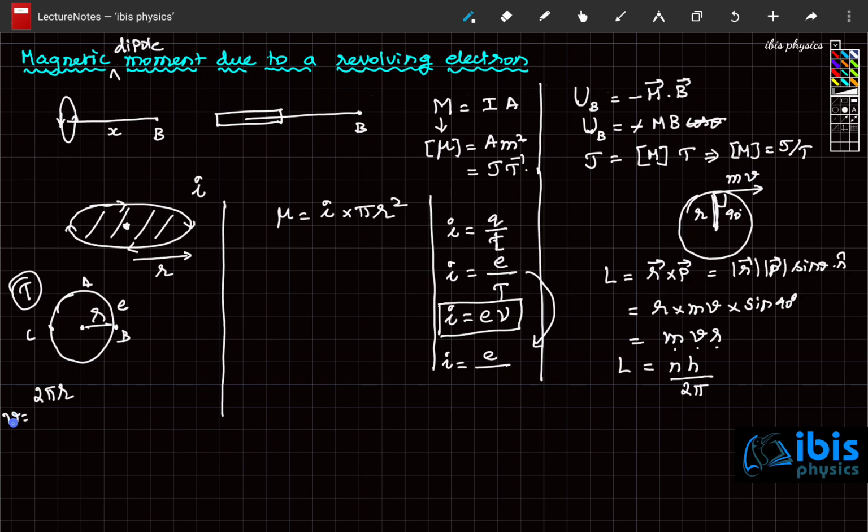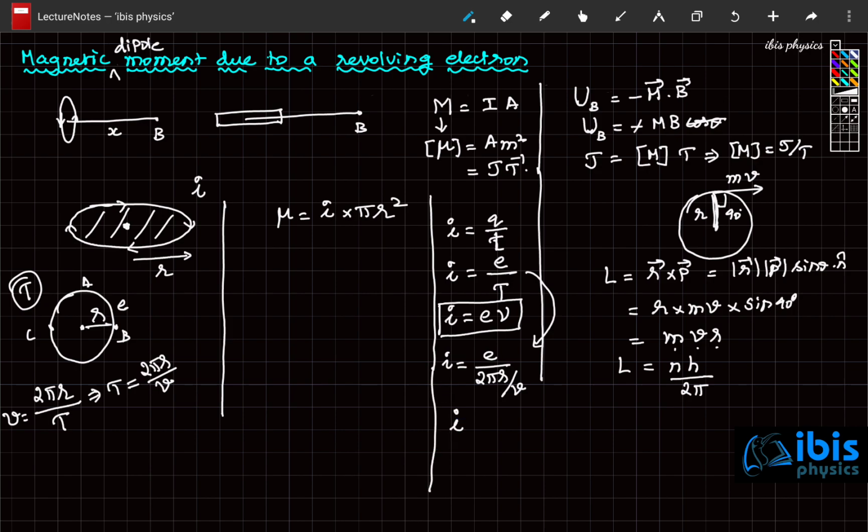We know that the speed of the electron is v. Speed is equal to distance divided by time. When the time is equal to the time period, that means in one time period it goes around only once. Hence the distance covered is equal to the circumference, 2 pi r. Using this relation, time period is equal to 2 pi r divided by v. That I am substituting here. Time period is equal to 2 pi r divided by v.